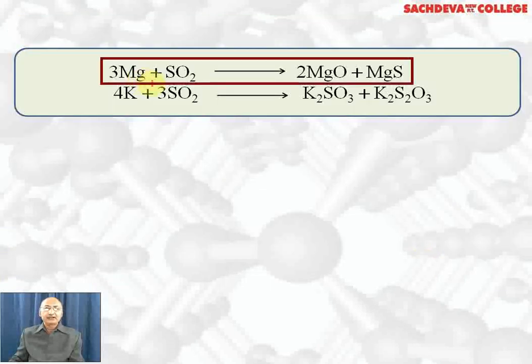Sulfur dioxide is a non-supporter of combustion, but if a burning magnesium ribbon is brought into the sulfur dioxide gas, it keeps on burning.